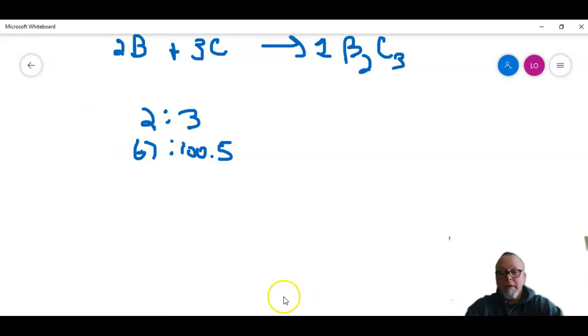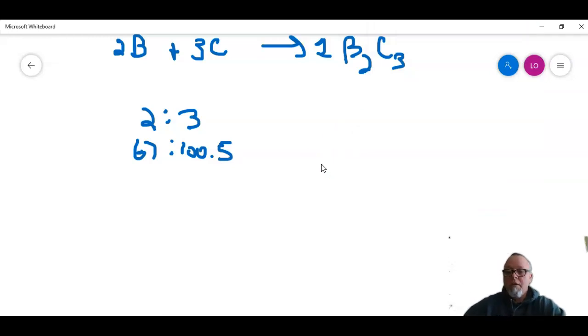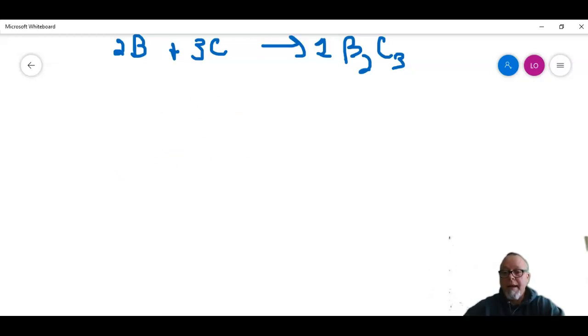And you can go the other way, just to make sure it works. You can do 67 times 3 divided by 2, and that is 100.5. So that's it. That's all it is. Now that's just between those two. Why those two? Because that's between bread and cheese, because that's what I asked you.